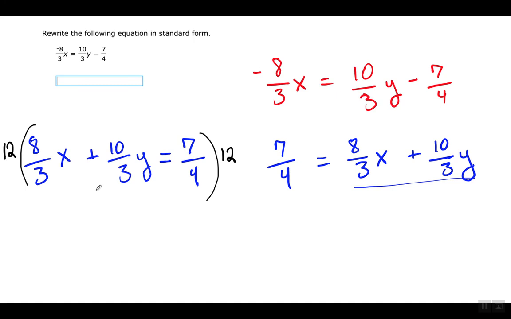Alright, so now look how I'm going to do it, because I'm going to do it with mental math. The slow way would be 12 times 8 and whatever number that gives you divided by 3. That's slow. The intelligent way that you should do it is like this.